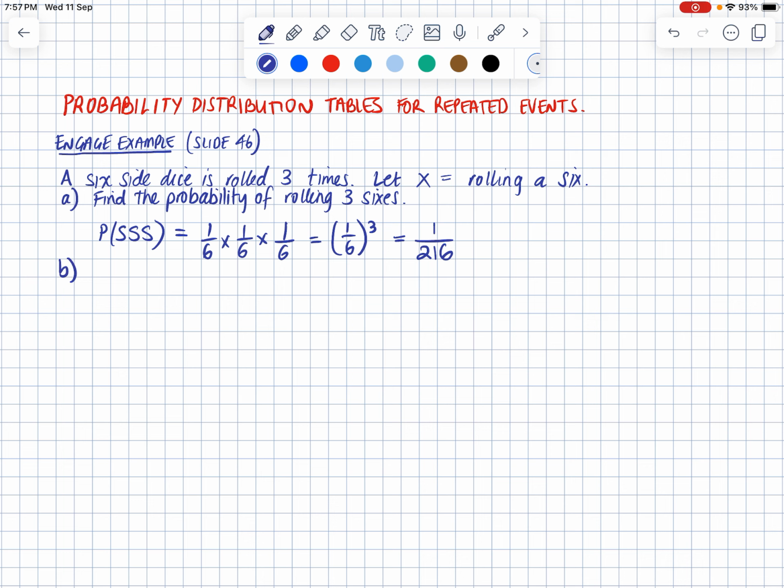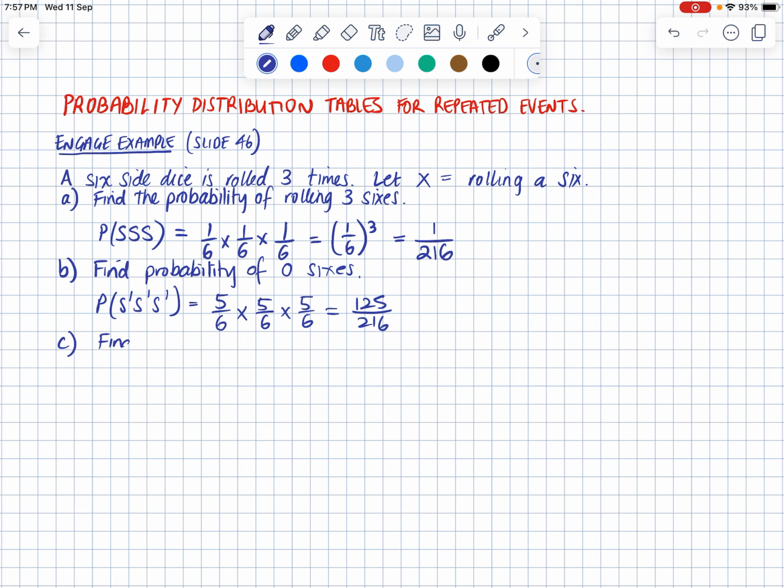So now let's go to the next part of the problem, part B. It said find the probability of getting 0 6s. All right, so same idea as what we just did. We want to have not a 6, not a 6, not a 6. Again, these events are independent, and the probability of getting not a 6 is 5/6 times 5/6 times 5/6, which is 125 over 216.